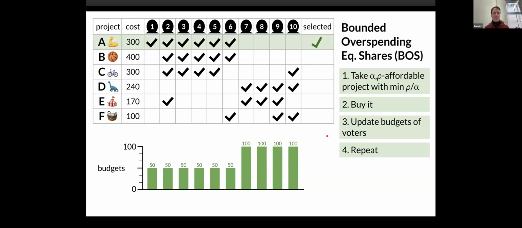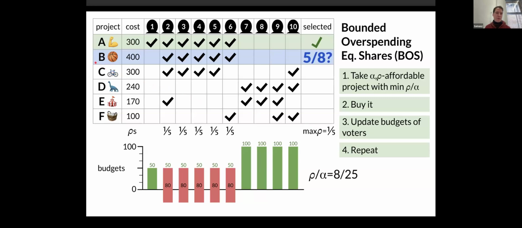Let's just first say that in the first round, bounded overspending, or BOS in short, will select exactly the same as equal shares, so the project A. Now in the second round, things will get interesting. Maybe you remember that for the method of equal shares, we were not buying this project B because the supporters didn't have enough money. But now for BOS, we can allow the voters to spend more than they have. So we can say that maybe each of them can spend 80, which will be more than what they have. And this will actually give us a rho of 1/5. However, if we allow for that, then with their real money, they will only be able to cover 5/8 of the total payment.